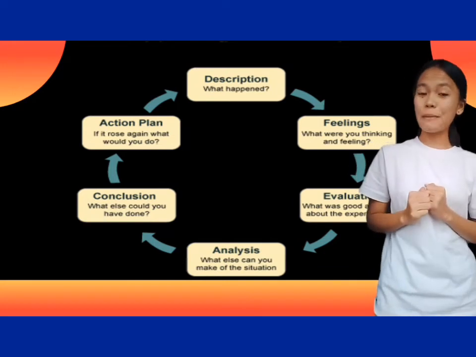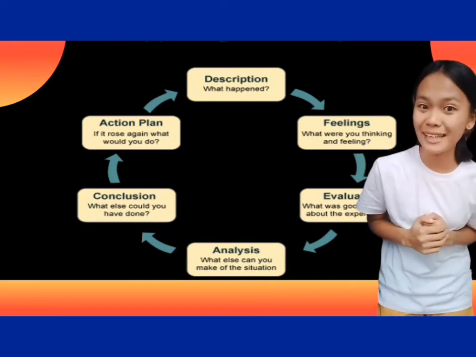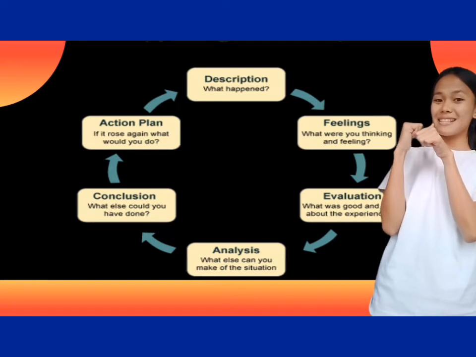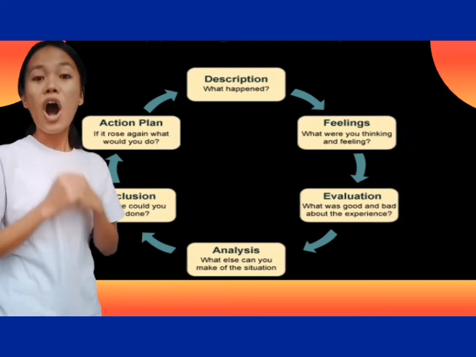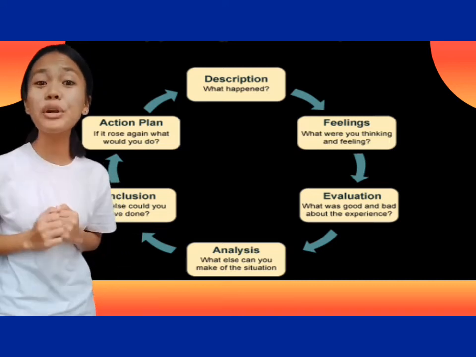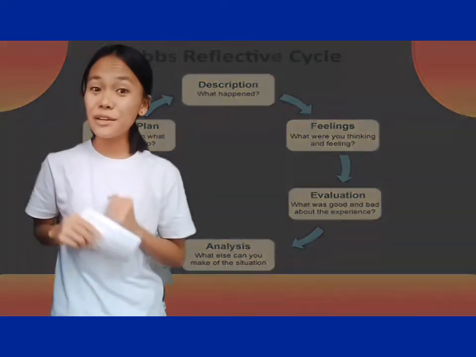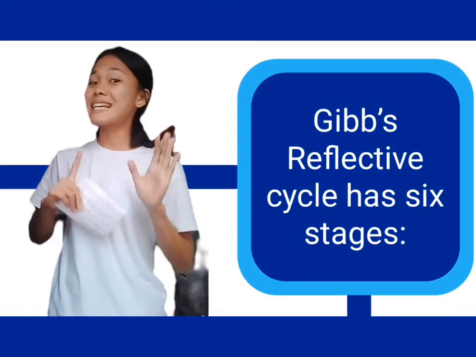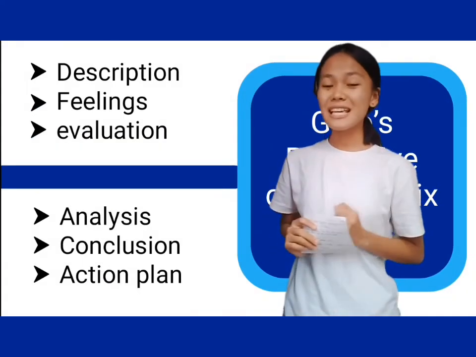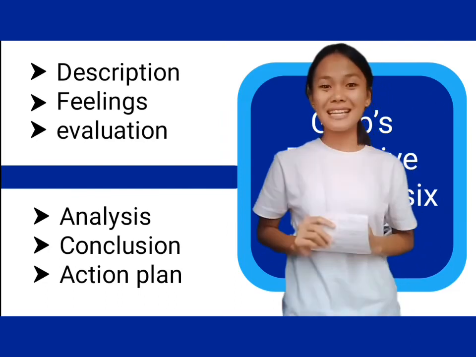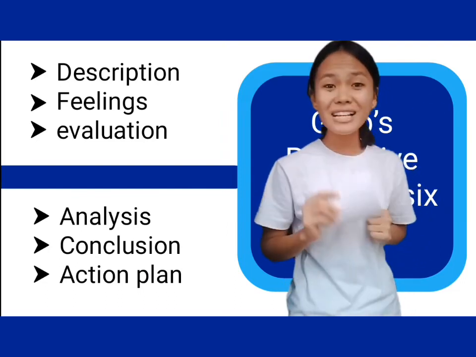Are you familiar with Gibbs' reflective cycle? So here it is. A Gibbs reflective cycle is a process on how to create a proper reflection paper. The Gibbs reflective cycle contains 6 stages: description, feelings, evaluation, analysis, conclusion, and action plan.